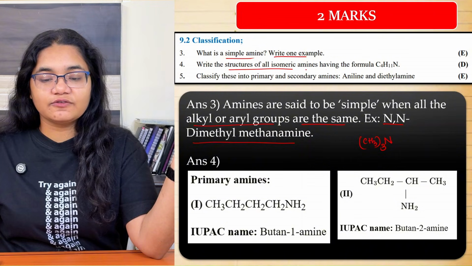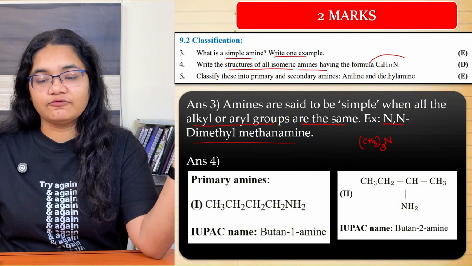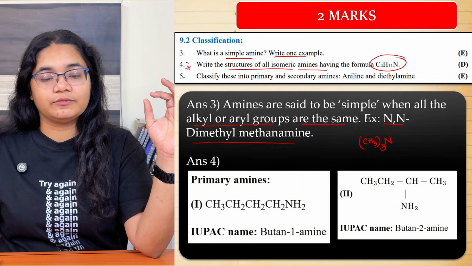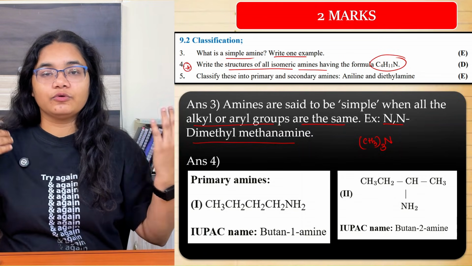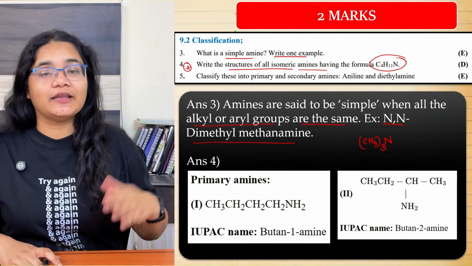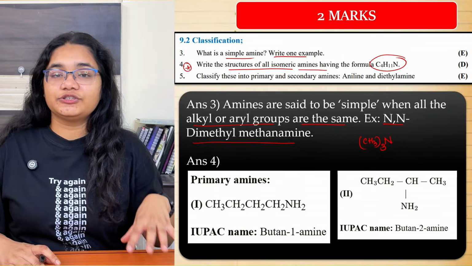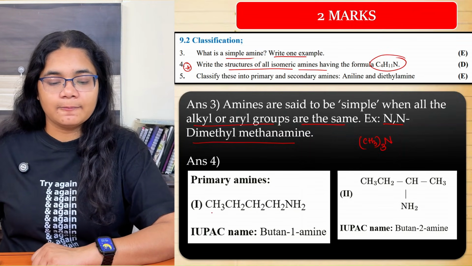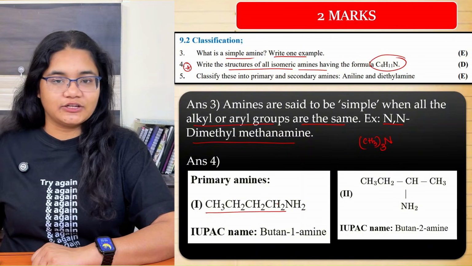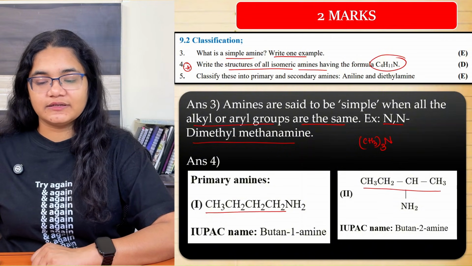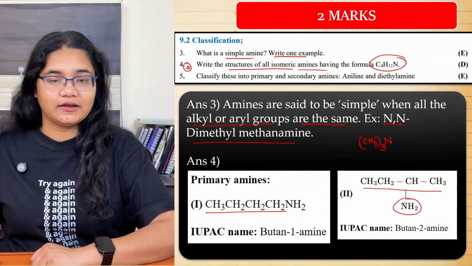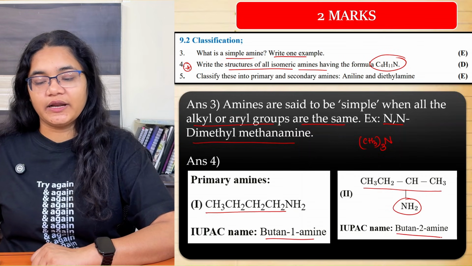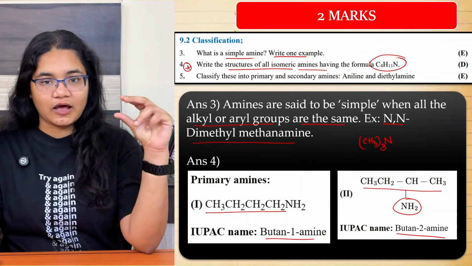Next, write the structures of all the isomeric amines having the formula C4H11N. This is a very important question. You should write all the possible ones. So first you write all the primary amines, then all the secondary amines, then all the tertiary amines possible. Let's first talk about the primary amines. We can have all the carbons in one chain. Next, you have 4 carbons in one chain, but the NH2 group is on the second carbon. Here the IUPAC name is butan-1-amine. Here the IUPAC name is butan-2-amine. Now here we see 4 carbons are in one chain.